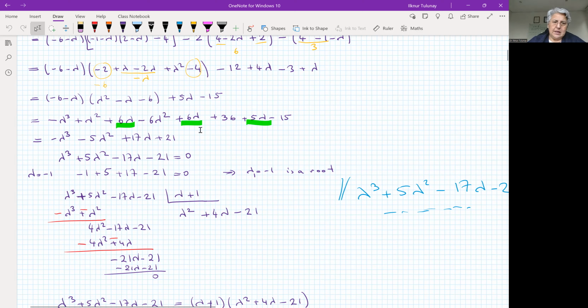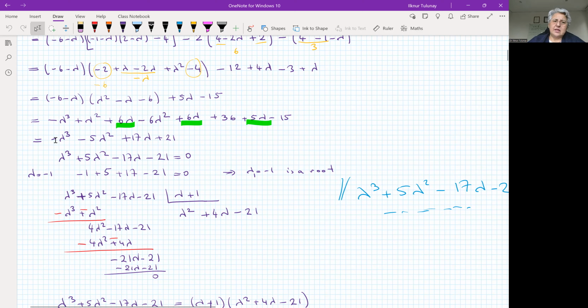Now tidy up this one a little. We have lambda cube, lambda square. We have -6 lambda square here, lambda square here. That will be -5 lambda square. And the lambdas, we have 6 plus 6 plus 5, right? That will be 17 lambda. And then we have 36 minus 15, that will be 21. So we have this polynomial, and this polynomial is equal to 0.